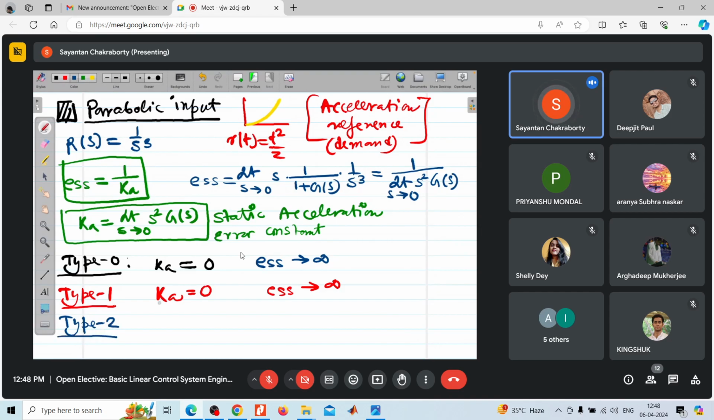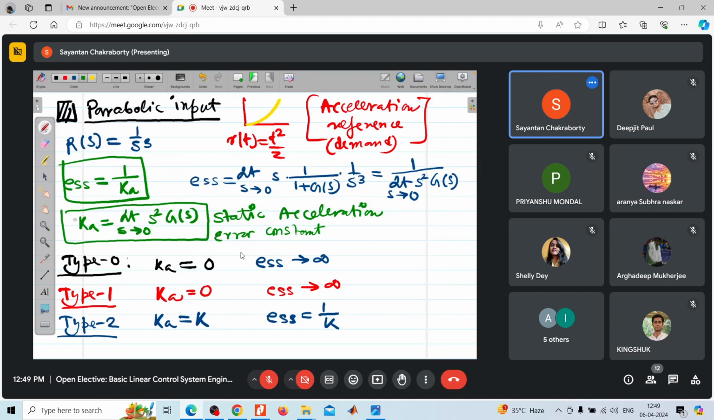What about a type 2 system? For a type 2 system, you multiply by s square. There are two poles at the origin, so s square is there in the denominator. They get cancelled out, leaving a constant. Exactly. ESS will be 1 by Ka. So it will follow a parabolic input with a constant offset.